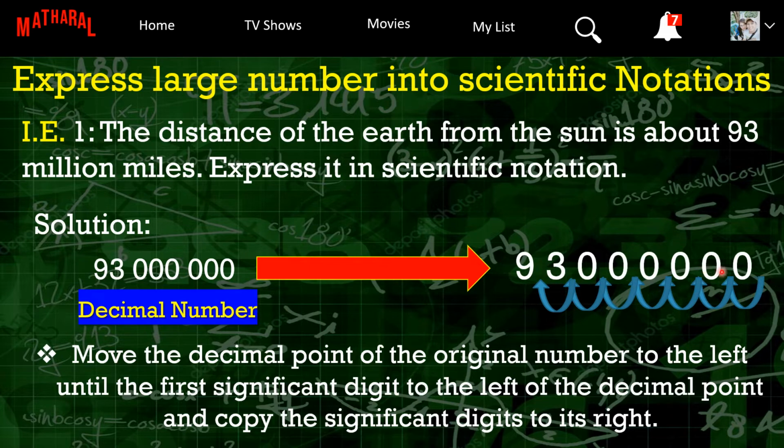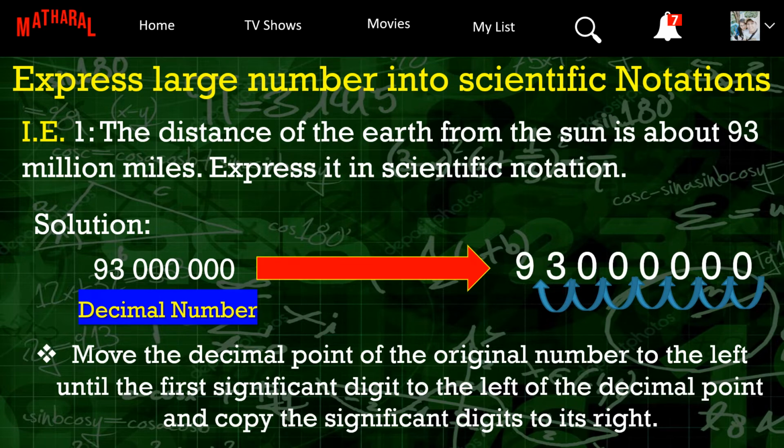Since sinabi nga, we're going to move the decimal point. Sa mga large number, tulad po ng 93 million miles, ang decimal point ay madalas nasa dulo po ng last zero digit or last digit, sa kanan po niya. Dito po tayo magsisimula ng movement ng decimal point. Ayan po, napapansin niyo po siya, nagkakaroon po siya ng movement.